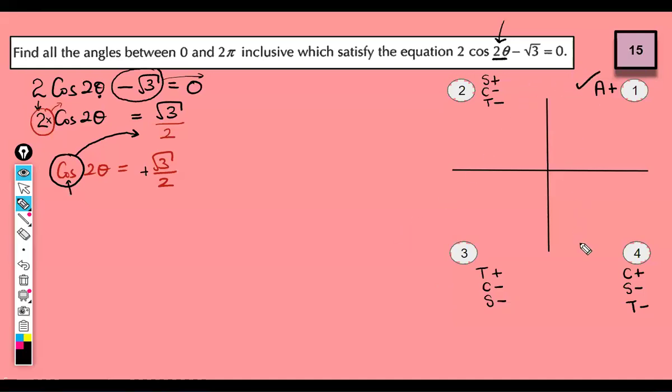1 and 4. Right, so 1 and 4. And remember the formulas for each quadrant, right? For the first quadrant, it's just alpha, like whatever you get on the calculator, basically. In the second quadrant is 180 minus alpha. In the third quadrant is 180 plus alpha. And in the fourth quadrant is 360 minus alpha. But we're dealing with the first and fourth quadrant. That's the only two quadrants. Alpha, sorry, the angle, cosine is positive.